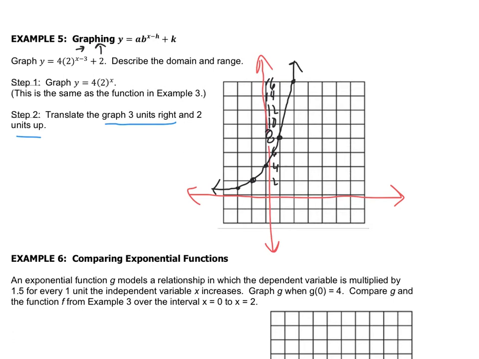So if I just take each point, 1, 2, 3, up 2, there was that first point, 1, 2, 3, up 2, 1, 2, 3, up 2, 1, 2, 3, up 2, and then unfortunately this last one, 1, 2, 3, is going to be somewhere up there, okay? But if I then reconnect this graph, I want you to notice something about what I just did.